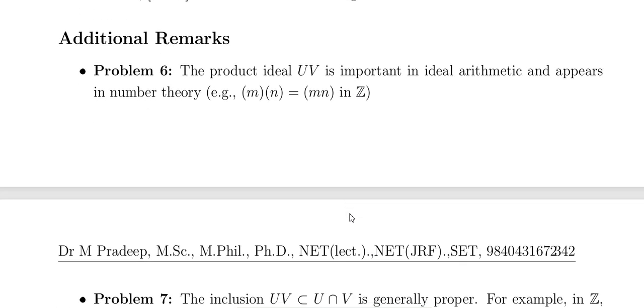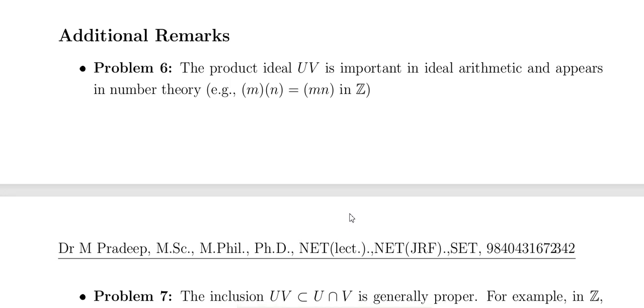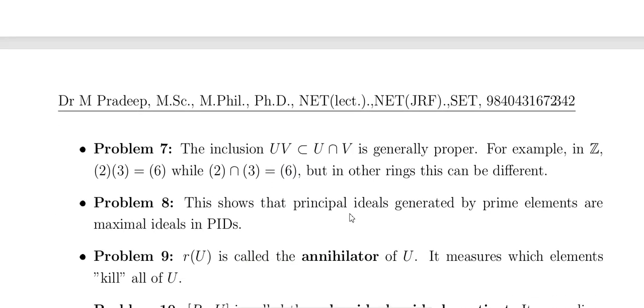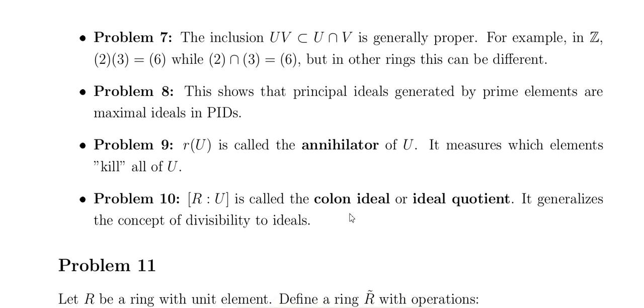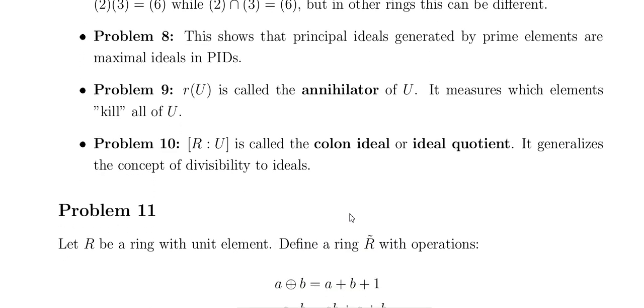The product UV is an important ideal in arithmetic, that is number theory. The r(U) is defined as the annihilator. r(U) is called the annihilator of U. And R over U is called the colon ideal or the ideal quotient, they say.